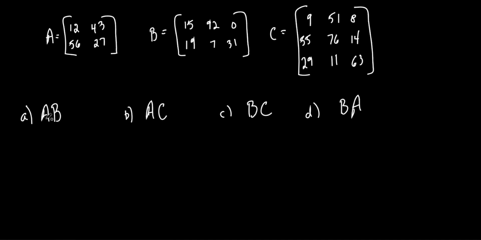But A, B, if I multiply those together, I'm not actually going to try to multiply them. I'm not going to do anything. All I'm going to do is look at the dimensions. What are the dimensions of A? 2 by 2.